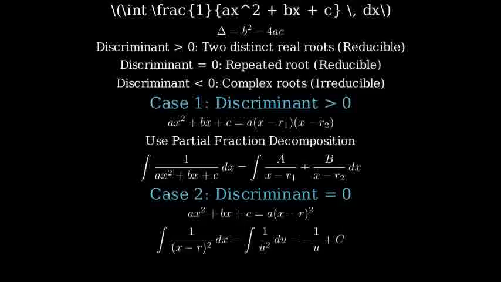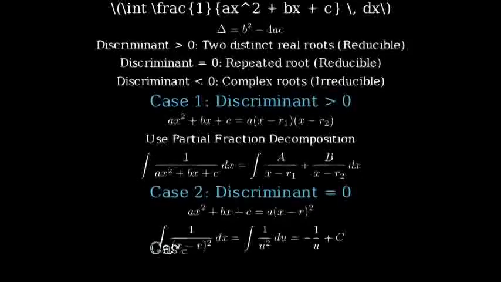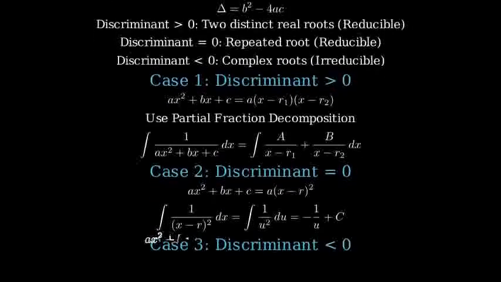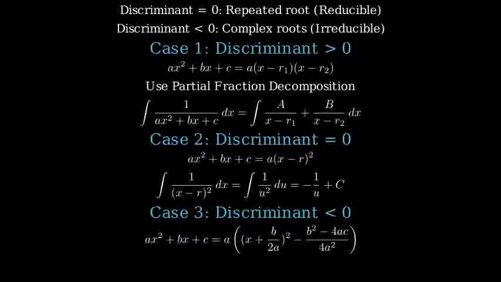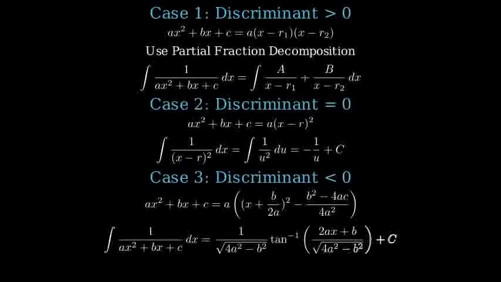Finally, let's consider case 3, discriminant less than 0, which is an irreducible quadratic. We complete the square to express our quadratic in this form, a times x plus b over a squared minus b squared over a. We can use an arctangent integral rule.